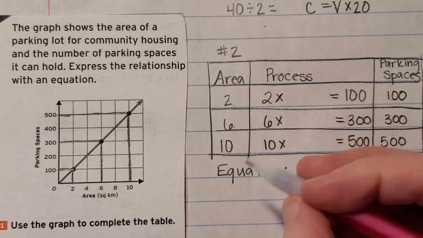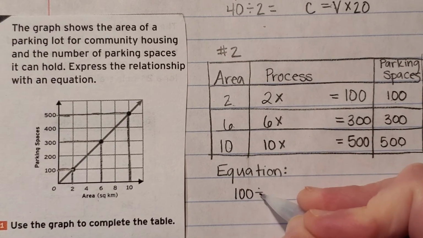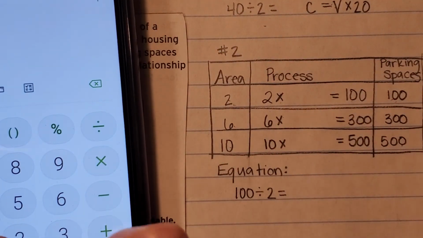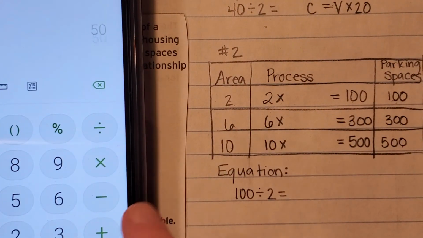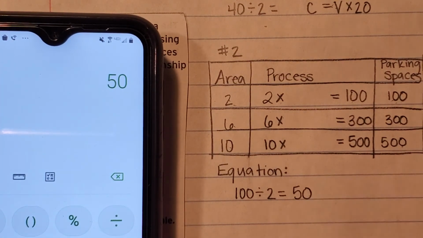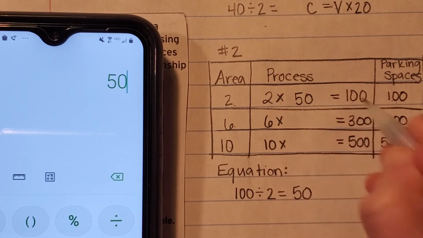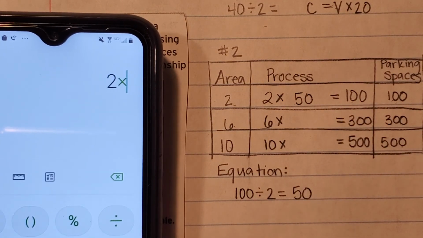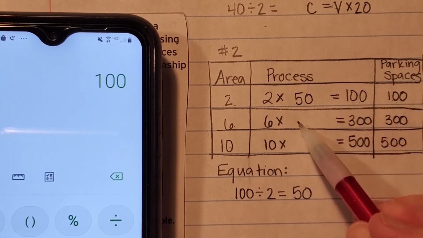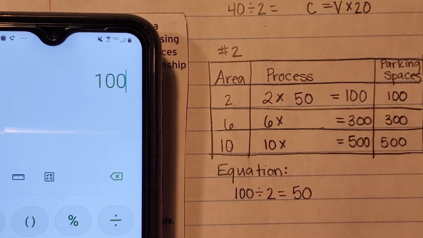I'm going to go ahead and write 100 divided by 2 equals, let's go ahead and solve that. And turn my calculator back on. So I have 100 divided by 2 equals 50. Let's plug 50 into our blanks and double check to make sure they work. So 2 times 50 equals 100. That's correct.